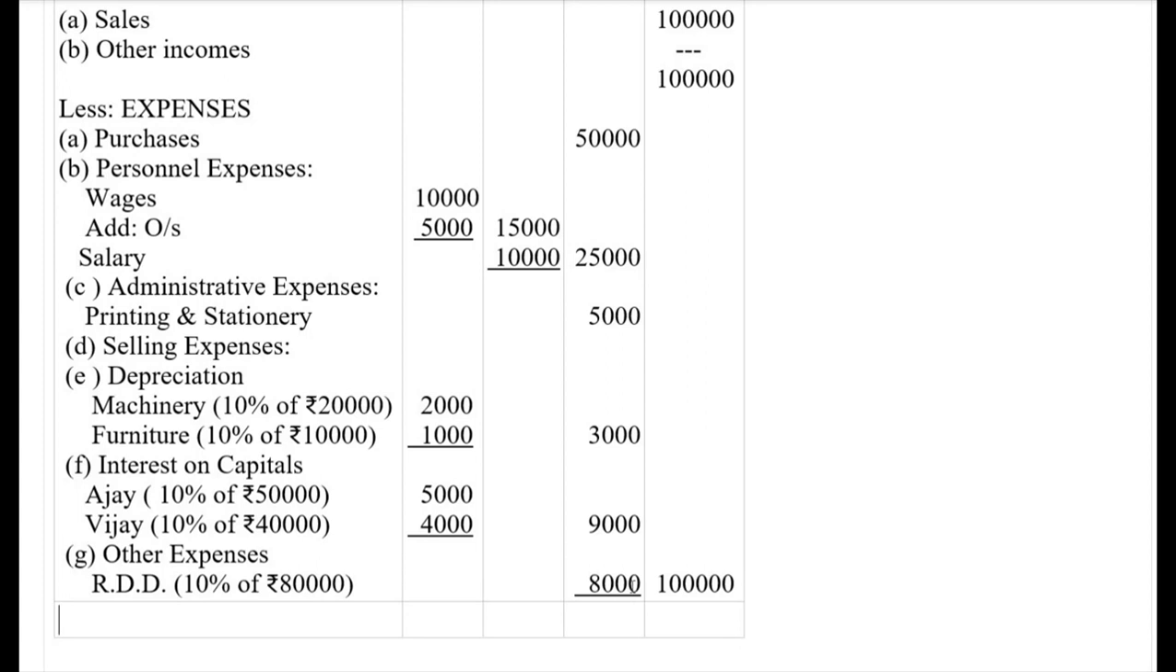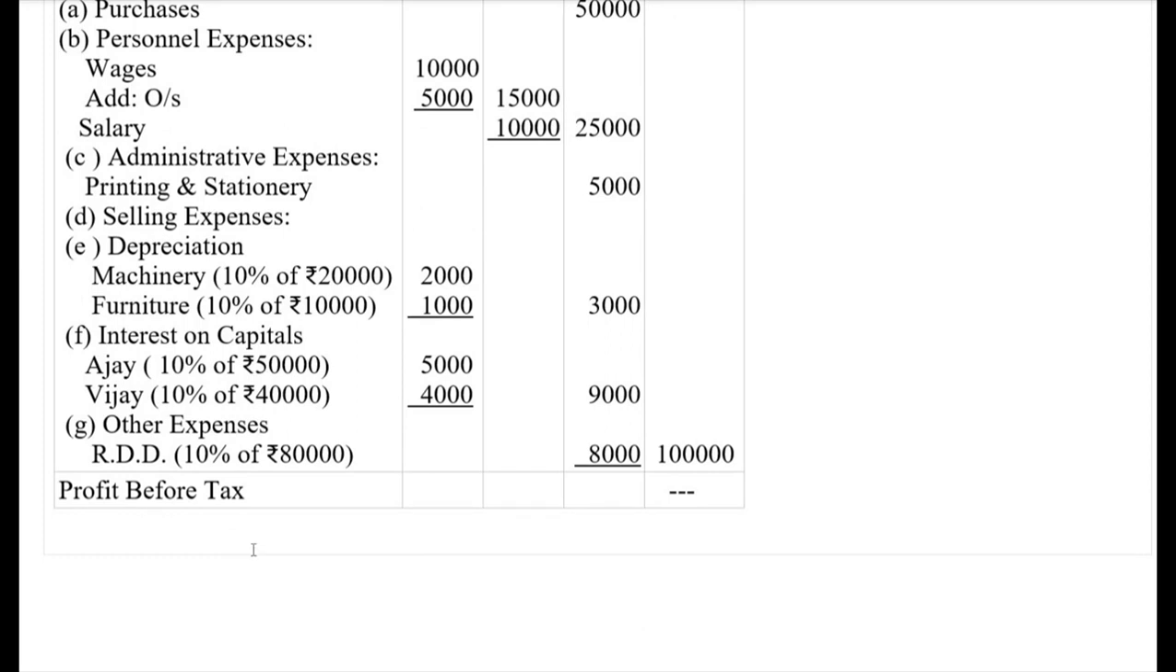So there is PBT, that is profit before tax. Before tax is nothing. Similarly, when profit itself is nil, there is no question of payment of tax at all. So profit before tax, profit after tax will be totally nil only, and even partners will not get any share of profit, as the profit itself is not there.